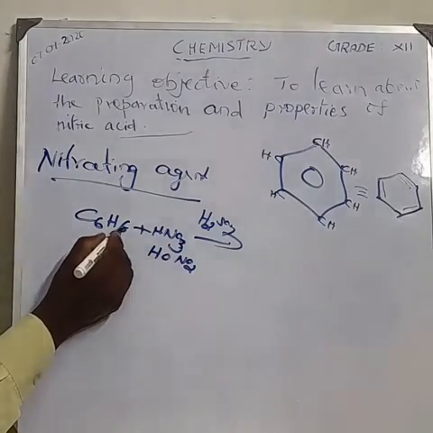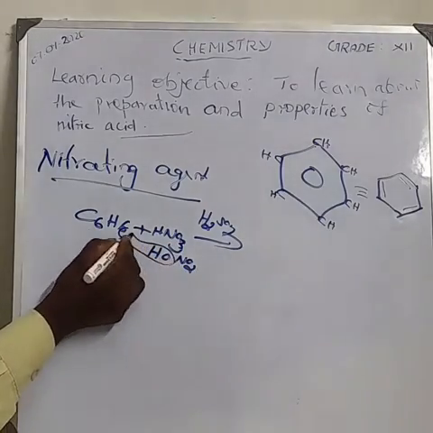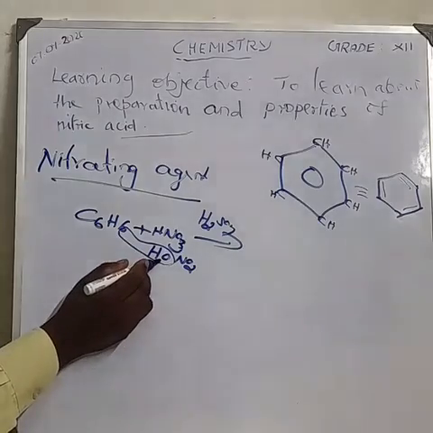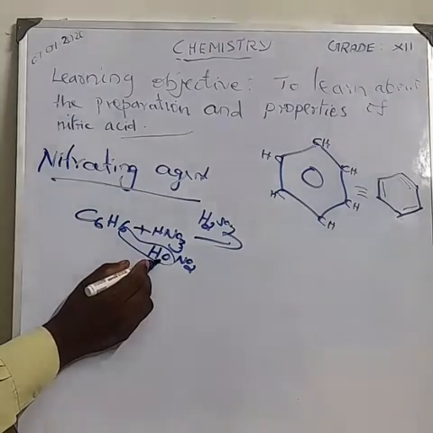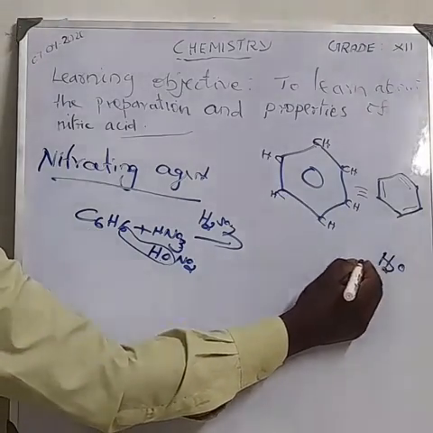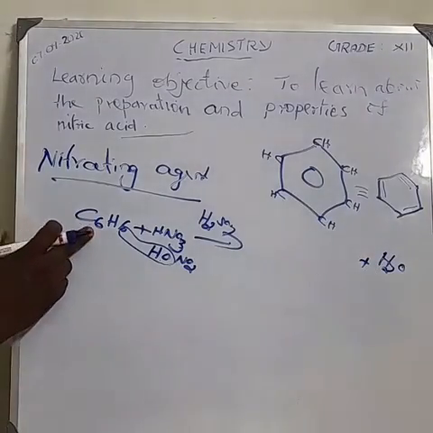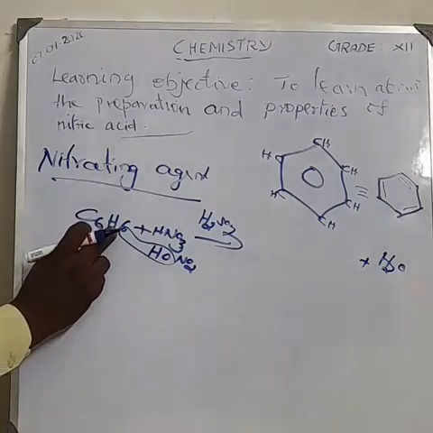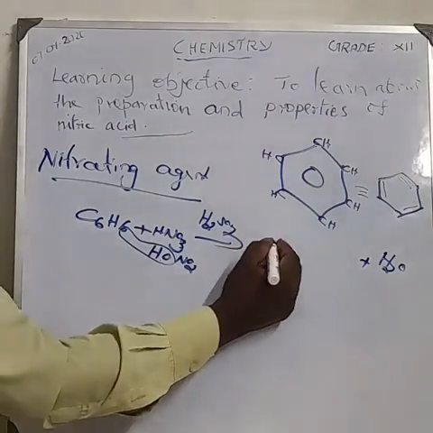So one of the hydrogens combines with OH. One of the hydrogens combines with OH to form what is the product? H2O. Clear? H2O. What is the remaining product? C6H, one is left out, so C6H5NO2.